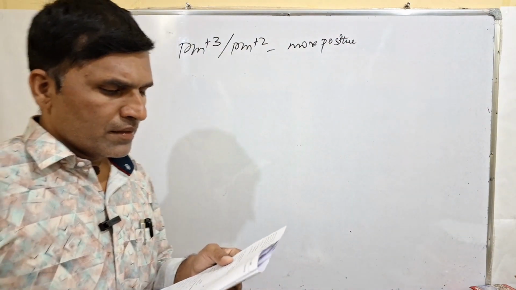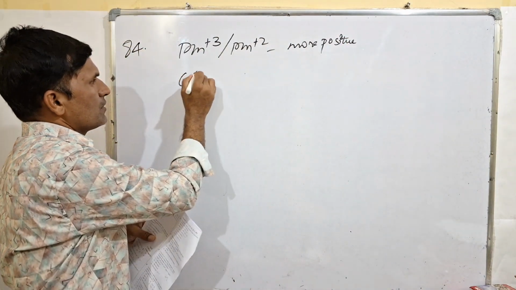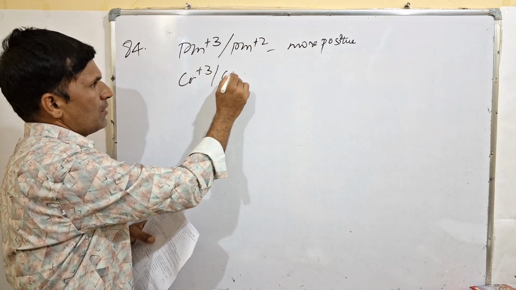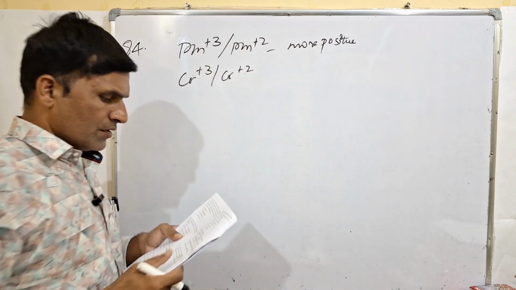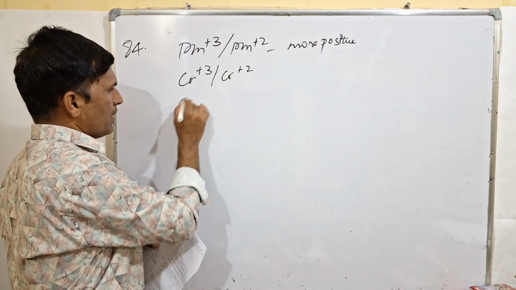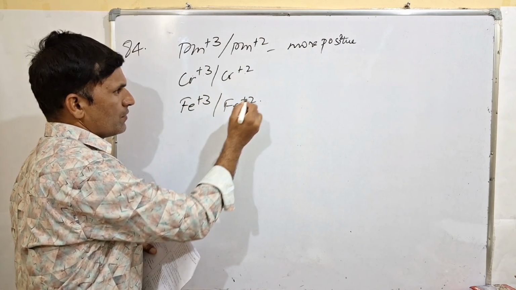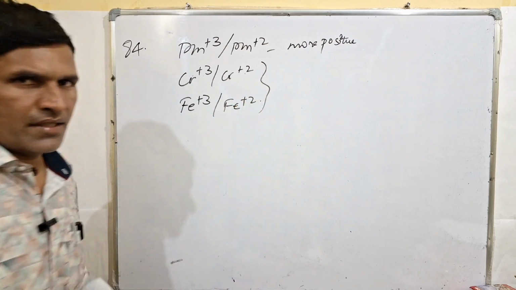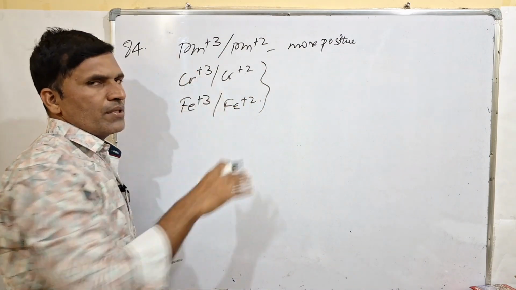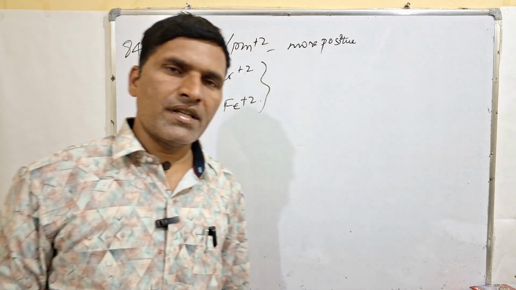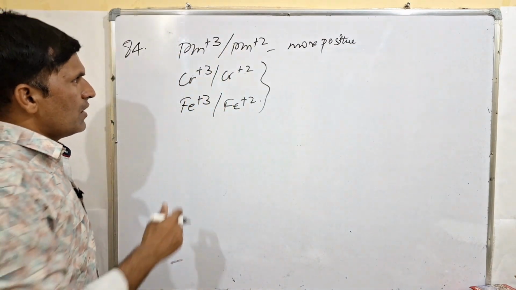Right. Then compare Cr plus 3 to Cr plus 2. Or you can take Fe plus 3 to Fe plus 2. So what is the reason for that, they are asking. Okay, so it is very simple. It is based on electronic configuration. We can confirm.